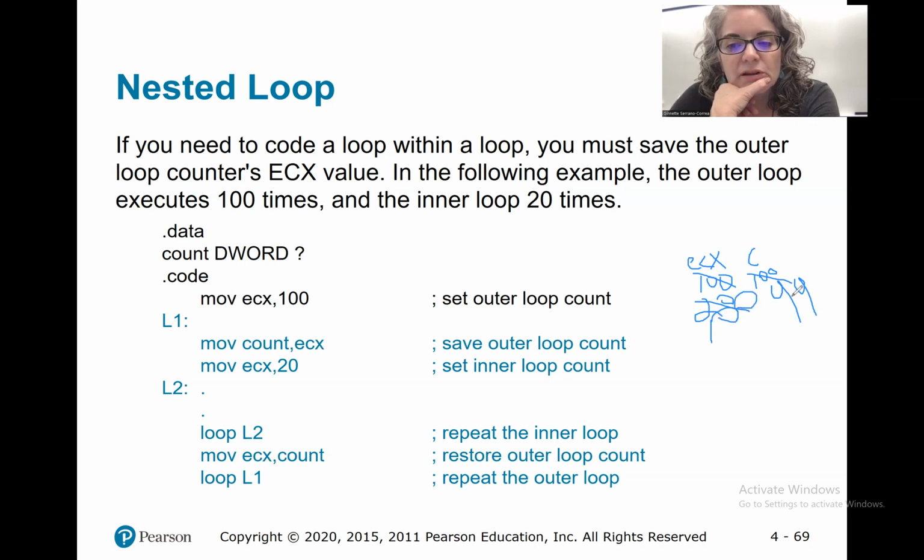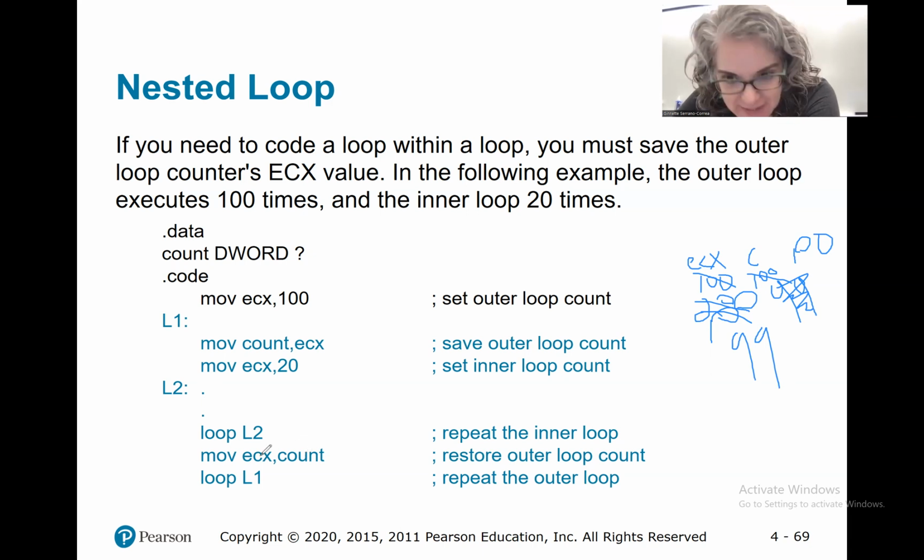And I did the wrong thing. ECX is the one that gets decreased to 99. This is still 100. Okay, so I just messed that up. Let me just start over on this. So when we go in here, we move count to ECX.